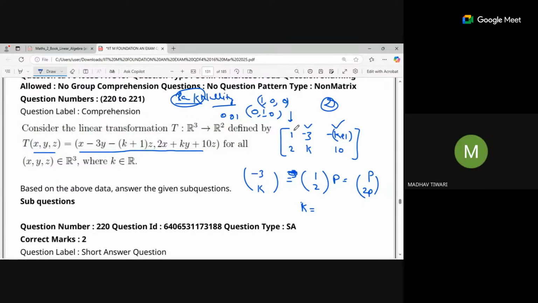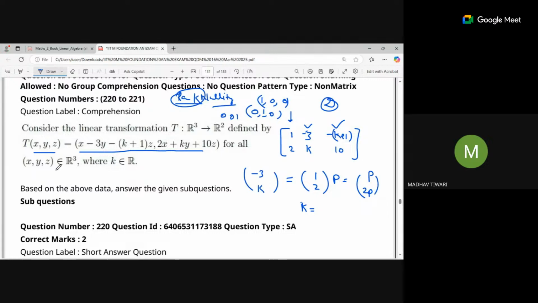Because no column is a zero column, you can see that this is not a zero vector, neither this nor this. How did p come in this equation? I said that it is a scalar multiple of this, right? So if I multiply p times this, I will get this.